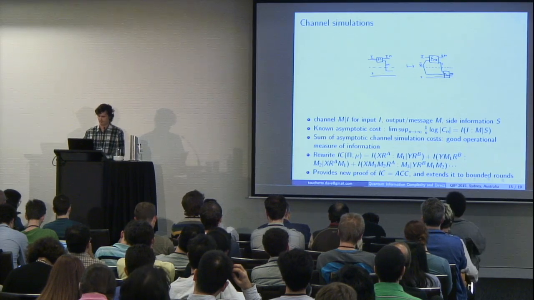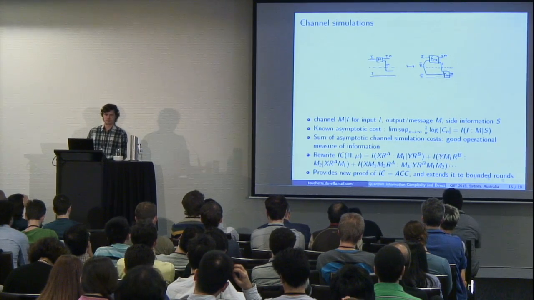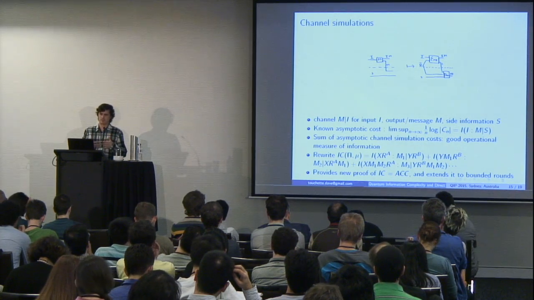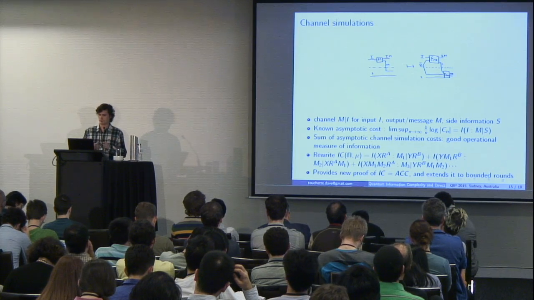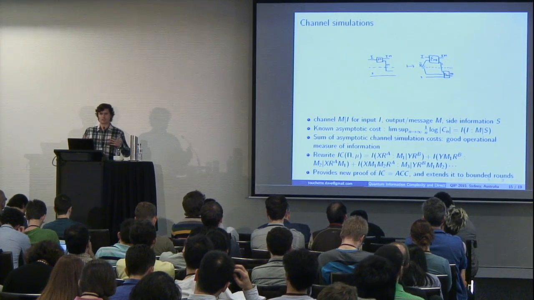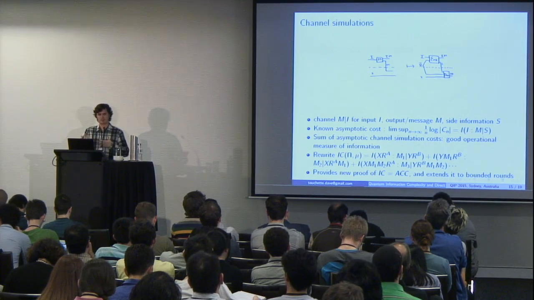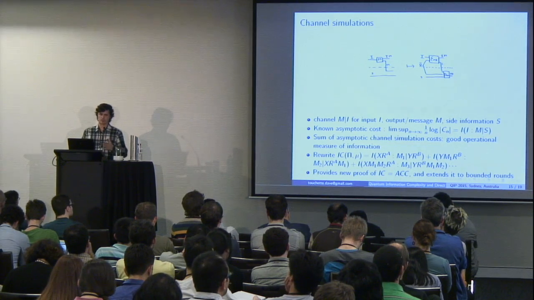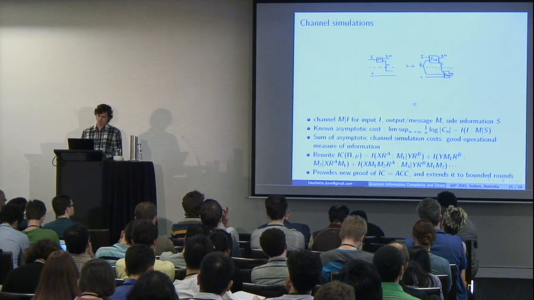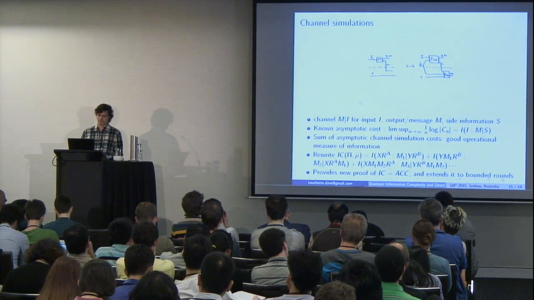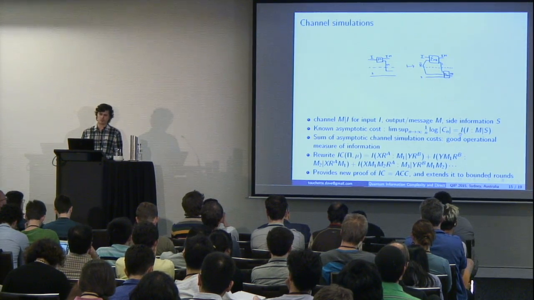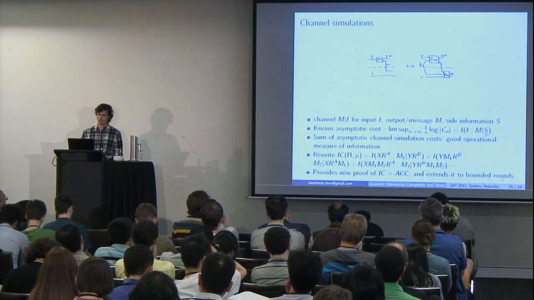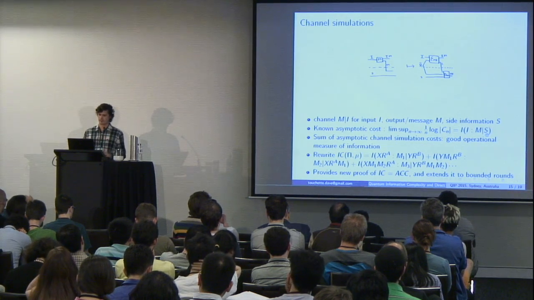In order to not communicate this noise information, we'll allow Alice and Bob to share some more randomness, and Alice and Bob will sample the noise in the channel from this shared randomness, so they won't have to communicate it. So this will allow them to reduce the amount of communication. For this task, the asymptotic cost was already known, and it's given by the mutual information between the input distribution and the output message M, conditional on the side information that the receiver has.